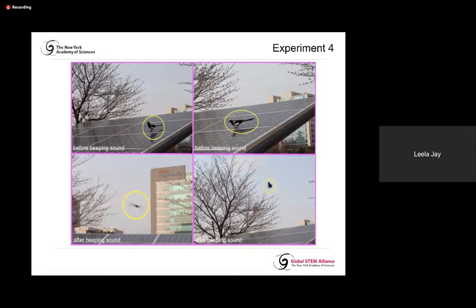And for the fourth experiment, we actually pasted the pictures here. This is where we took the previous frequencies and the number of beeps, and we actually tested it out. In the first two pictures, you can see the bird landing on the solar panel, and that's before the beeping sound. After the beeping sound is emitted, you can see them fly away. We actually did this experiment over 20 times just to make sure that it did work and it wasn't a one-off thing.